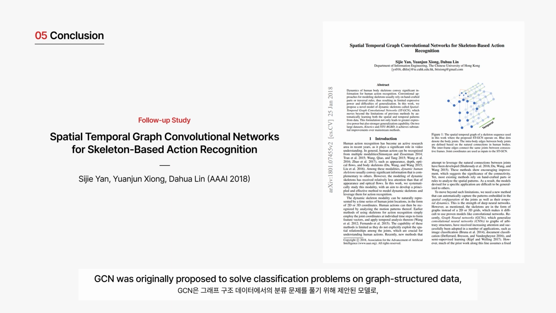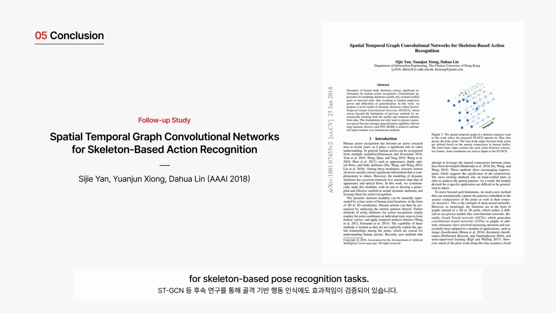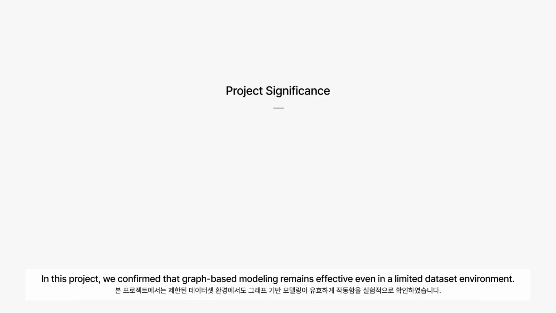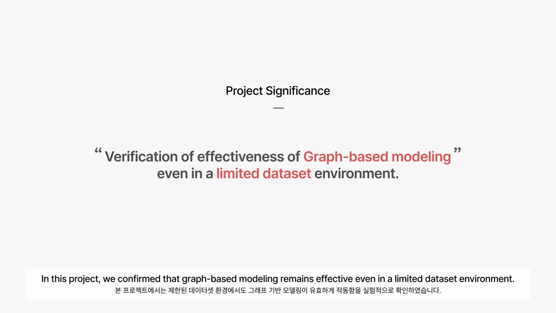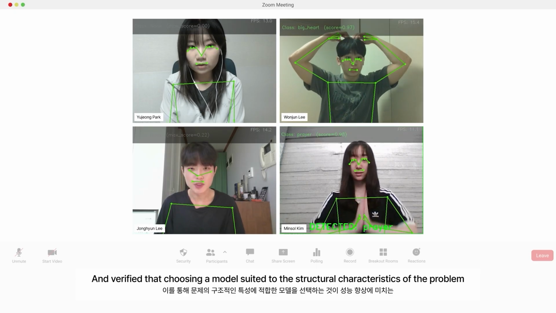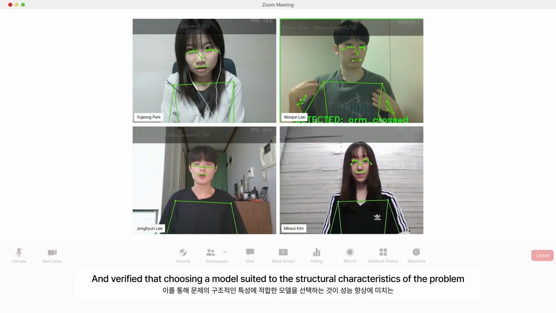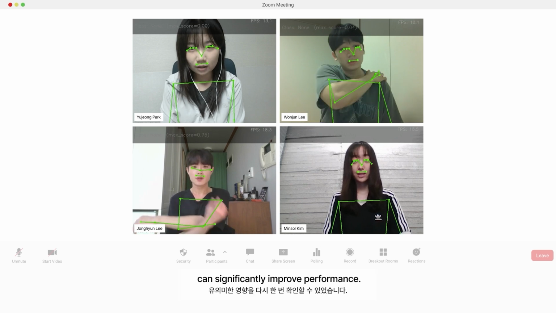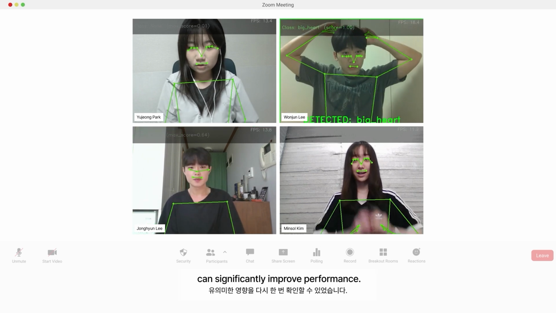GCN was originally proposed for classification on graph-structured data, and follow-up studies such as spatio-temporal GCN have shown its effectiveness for skeleton-based pose recognition. In this project, we confirmed that graph-based modeling remains effective even with a limited dataset, and verified that choosing a model suited to the structural characteristics of the problem can significantly improve performance.